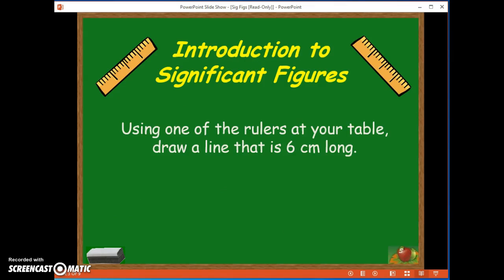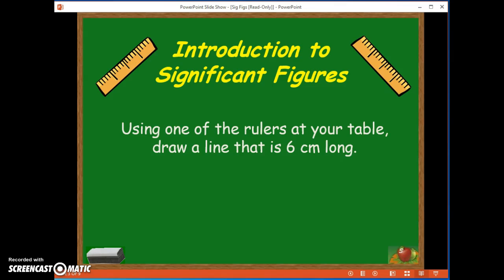So, introduction to significant figures. At the top of page 4, you'll see where it says Notes on Significant Figures. I want you to use one of the rulers at your table to draw a line that is 6 centimeters long in the space below. I don't care which of the rulers you use.